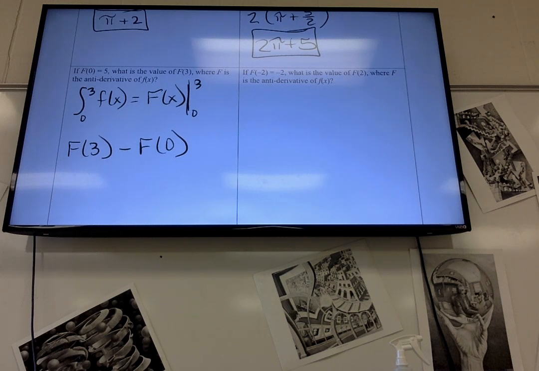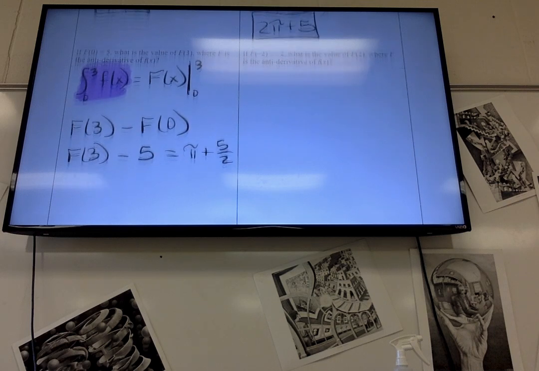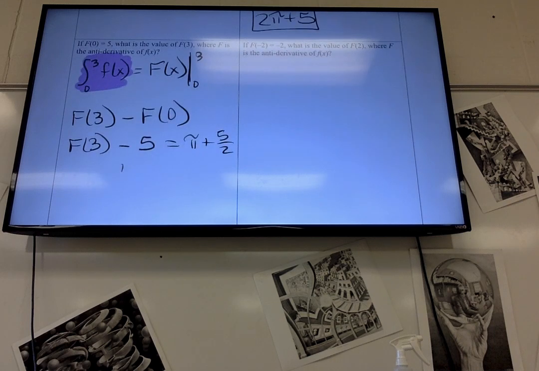F of 0 we have, it's 5. F of 3 we don't know, but we do know what this is from the very first box: pi times 5 plus 5 over 2, which is pi plus 5 over 2. Then add 5, which is 10 over 2. You get F of 3 is pi plus 15 over 2.